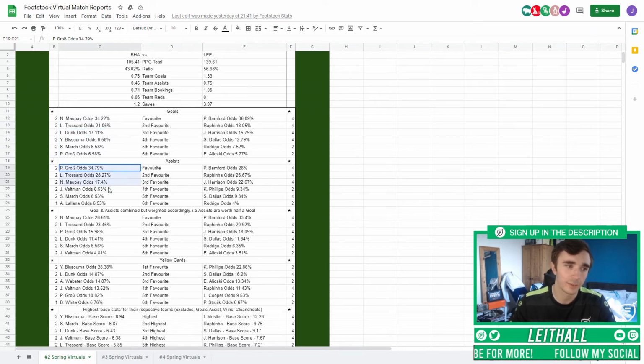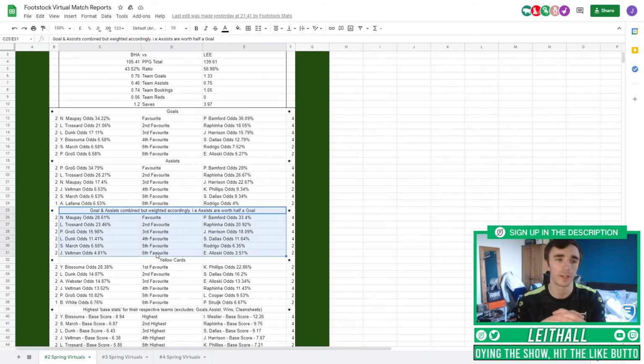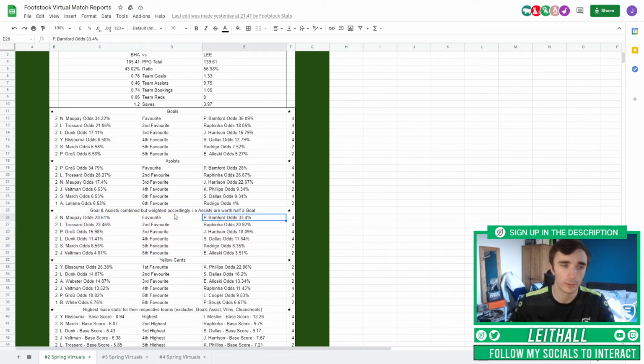Similar goes for assists. Obviously the same thing applies in terms of how we produce these percentages. Underneath that we've got goals and assists combined. With this, obviously it takes the 2 stats into account, and assists basically count as half of a goal based on the score that you get for a goal and an assist. So as it shows here, but weighed accordingly, i.e. assists are worth half a goal.